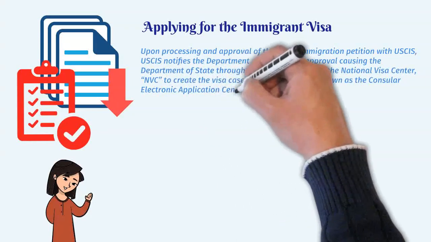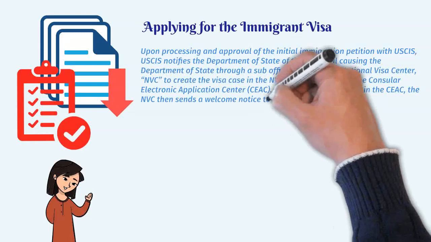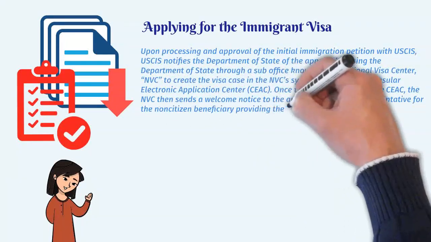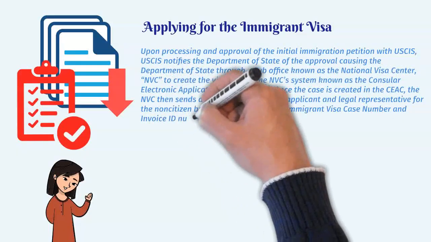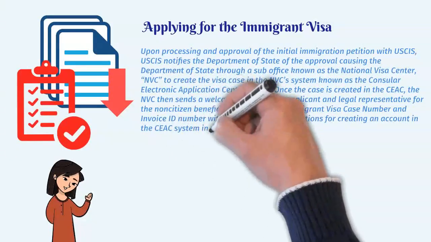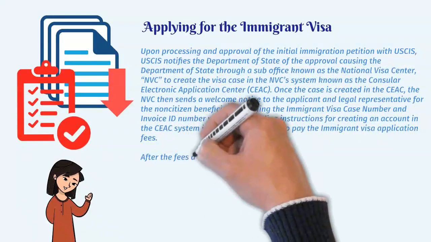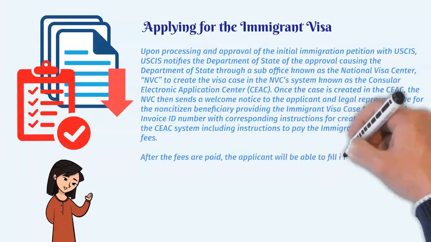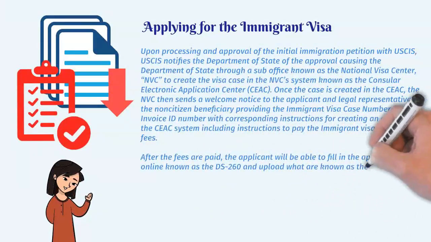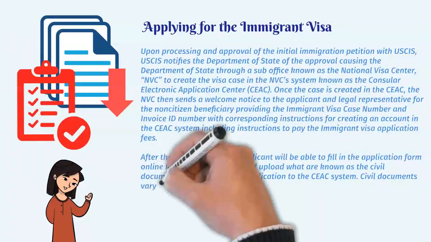Once the case is created in the CEAC, the NVC then sends a welcome notice to the applicant and legal representative for the non-citizen beneficiary, providing the immigrant visa case number and invoice ID number with corresponding instructions for creating an account in the CEAC system, including instructions to pay the immigrant visa application fees. After the fees are paid, the applicant will be able to fill in the application form online, known as the DS-260, and upload what are known as the civil documents, in support of the application to the CEAC system.